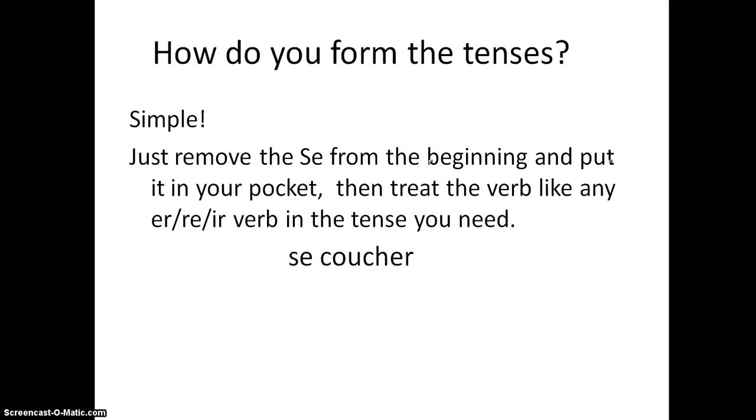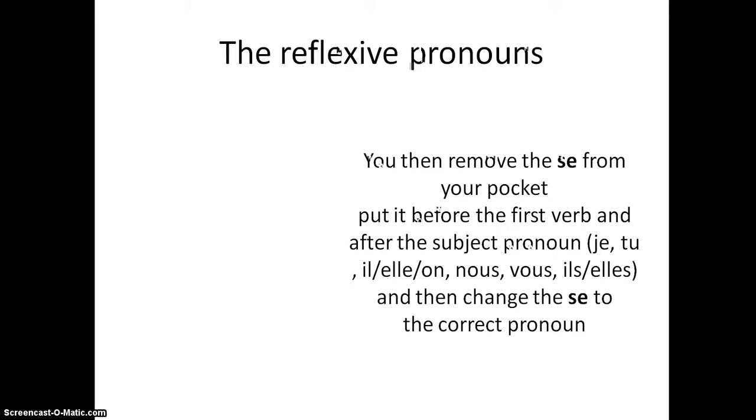So for example, se coucher, put the se in our pocket, and we're left with coucher, and then we decide which tense we're going to use. So it might be the present tense, it might be the past tense, it might be the imperfect tense, it might be the passé composé. So you choose the tense, you change the verb as you would do normally, and then you deal with the rest, use the se in a minute. So how do you deal with that?